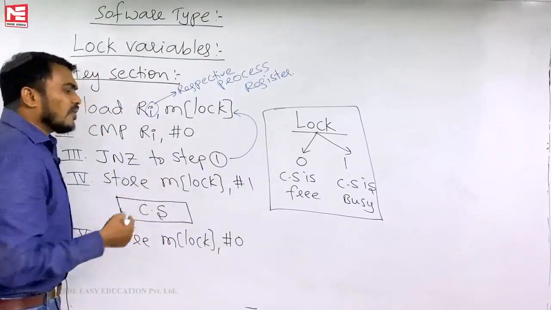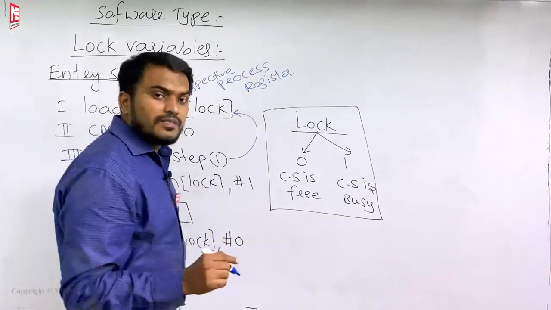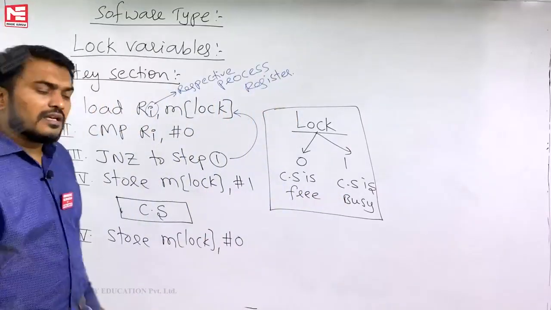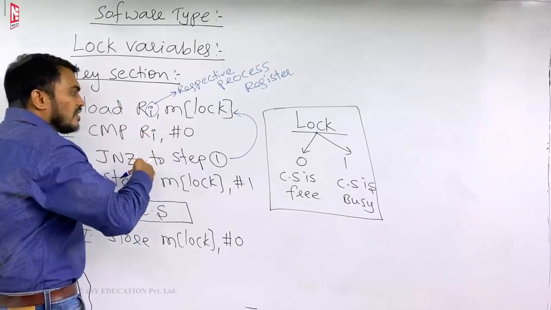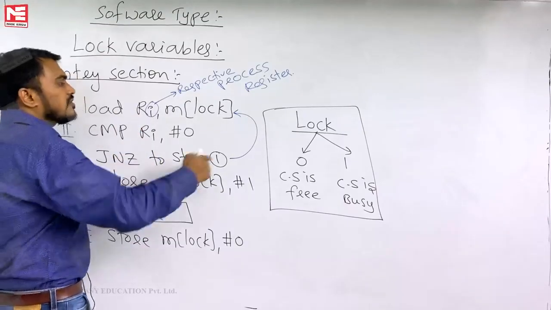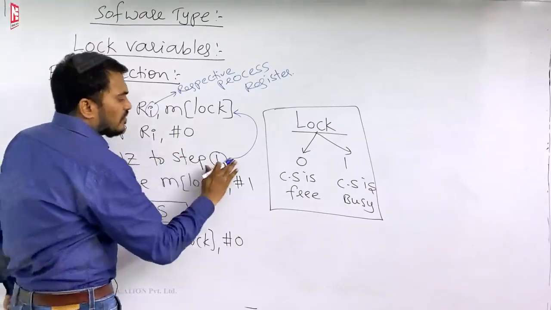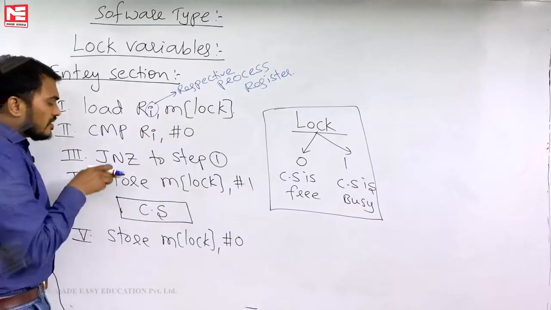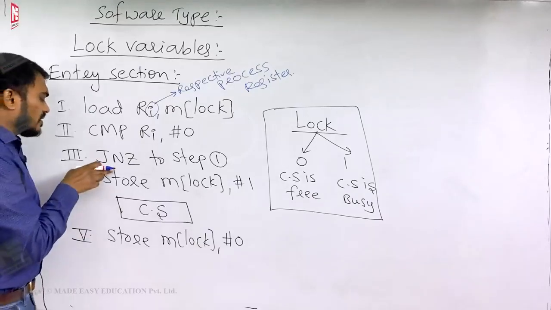So if it is non-zero, what does that mean? Non-zero means the value is 1. If it is 1, it means the critical section is busy. So if the critical section is busy, the process will keep on executing these instructions 1, 2, 3. Same thing: it will load, compare, and if non-zero, jump again. Now if it is non-zero it will jump to step number 1. If it is 0, then you execute the next step. So if it is 0 you execute the next instruction.